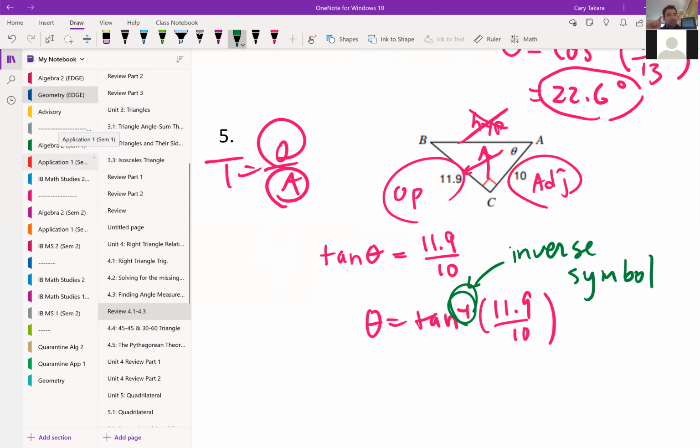So inverse tangent of 11.9 divided by 10. Okay, 49.5 or 50.0. I don't know how you would round it off. 49.95. Yeah, 50 will work too.